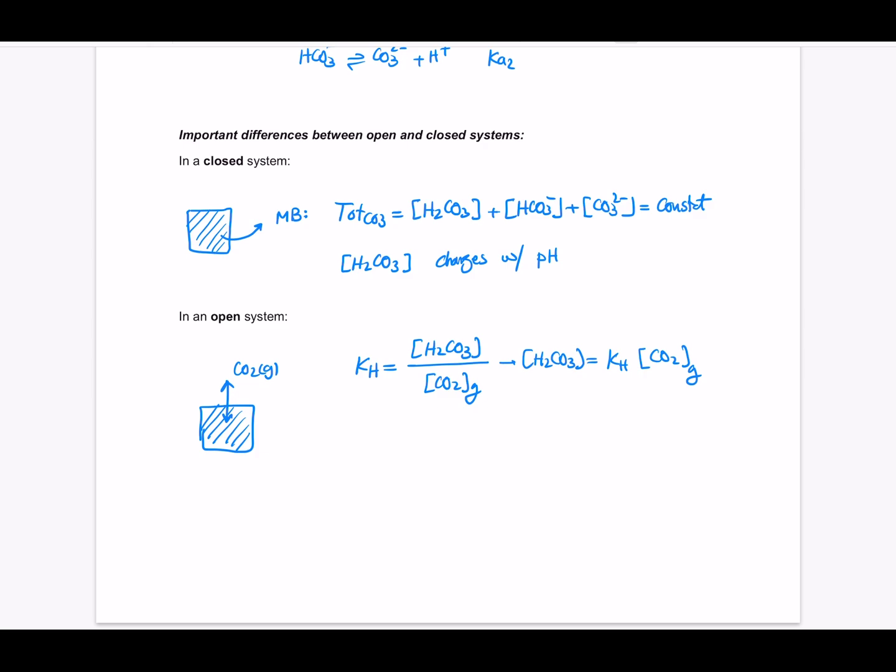It might look a bit weird, but the carbonic acid concentration for an open system is basically constant. But that doesn't mean we don't have other acid-base reactions. So this will also be converted to bicarbonate and carbonate. But the concentration of this guy is always constant because it's always dictated by the partial pressure and the type of gas.